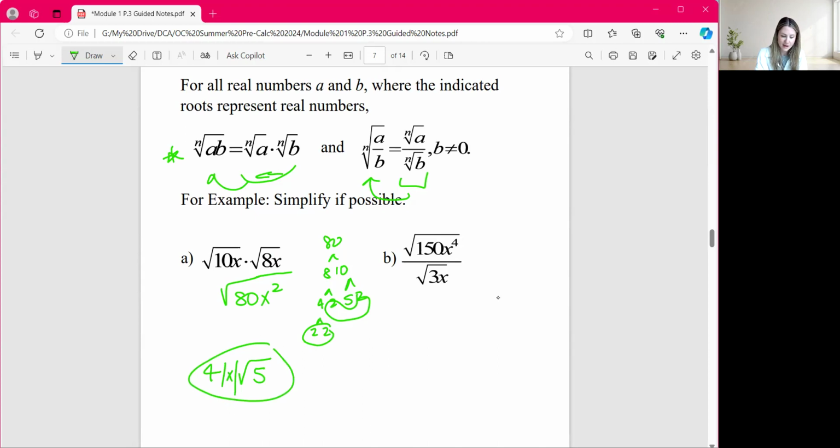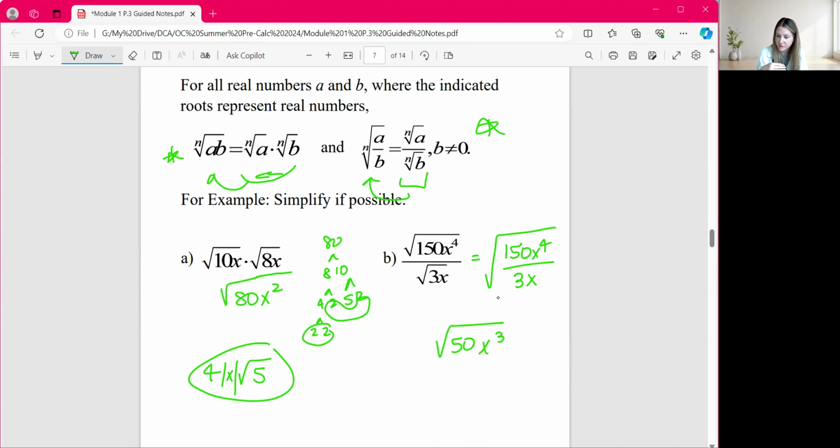Let's check out B. Square root of 150 x to the fourth over square root of 3x. Not too much that I can think about doing, like square root of 3 doesn't go anywhere. So let's rewrite this as the square root of 150 x to the fourth over 3x using that quotient rule. Now when I look at this, I can do 150 over 3, right? 150 over 3 is going to be 50, and x to the fourth over x is going to be x cubed. And now if I look at this, this is way more simple for me to break down.